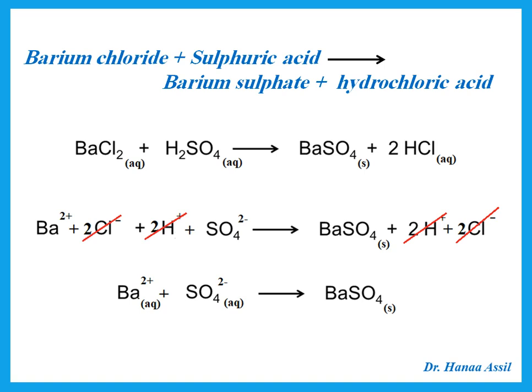Now, bear in mind that sometimes he does not give you all of this. He just says, write the ionic equation for formation of barium sulfate. So you're going to think, barium sulfate will be formed from what? From barium ions and sulfate ions. So actually, instead of going through all of this, you can just write that barium sulfate is formed from barium ions plus sulfate ions. That is our final net ionic equation that we have there.